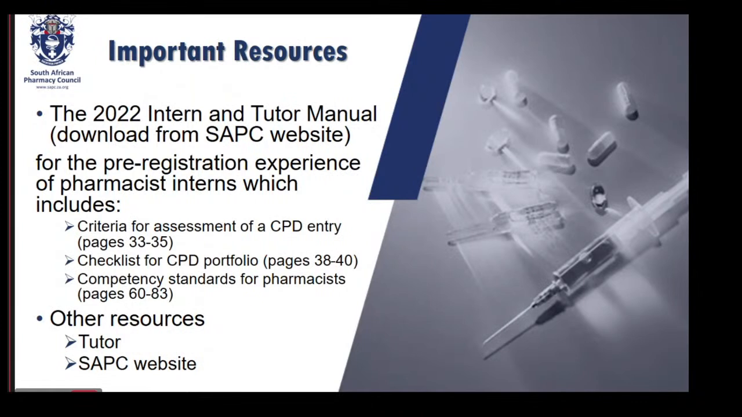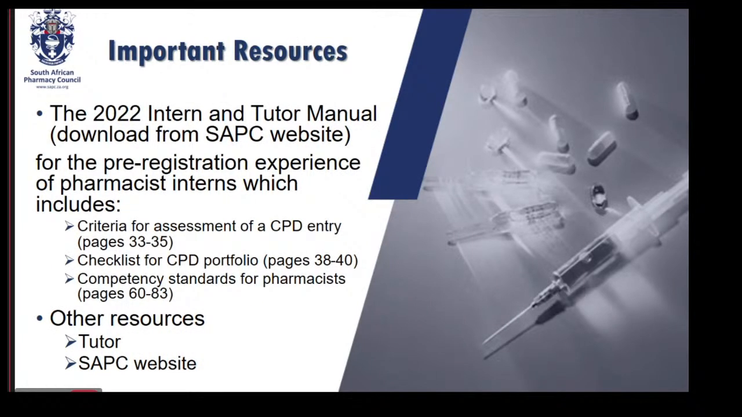So first of all, and as Tabang mentioned, it's very important to go to the Pharmacy Council's website and find the 2022 Intern Manual. It's a very important document, as you've seen, all the deadlines, all the dates, what is expected of you, you can find in your manual. So it's very important for you and your tutor to have a look at the manual and find all the information that you will need for your internship.